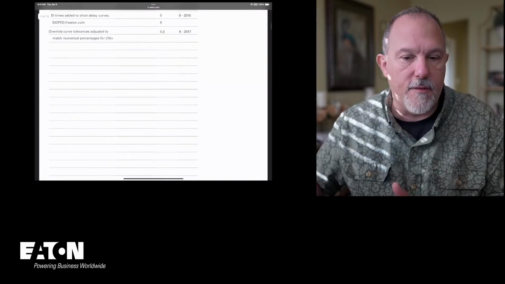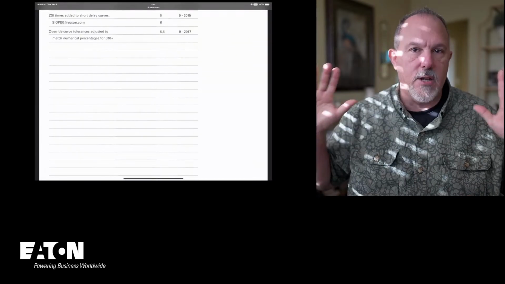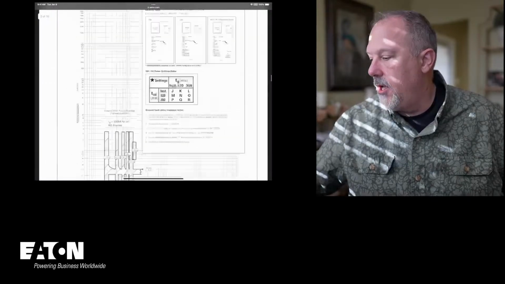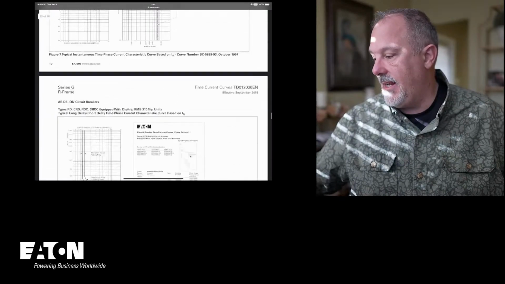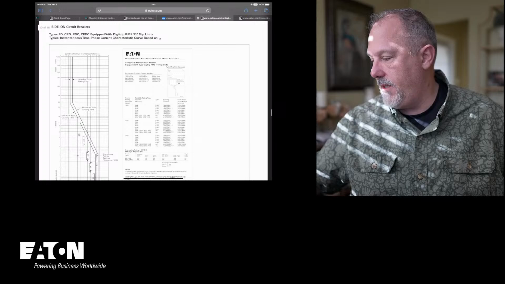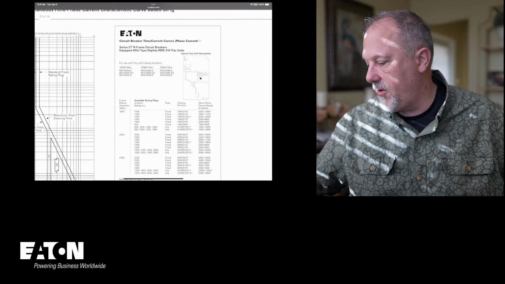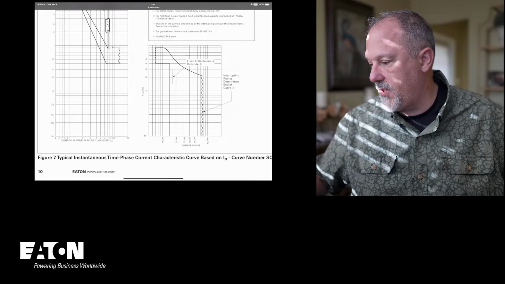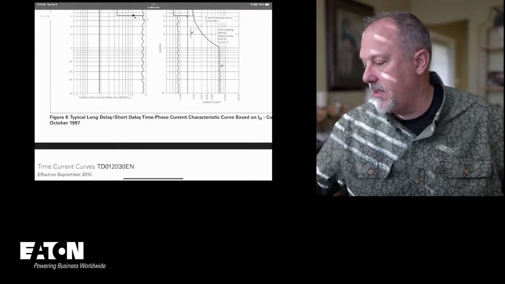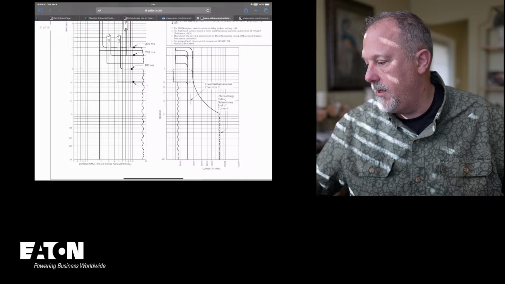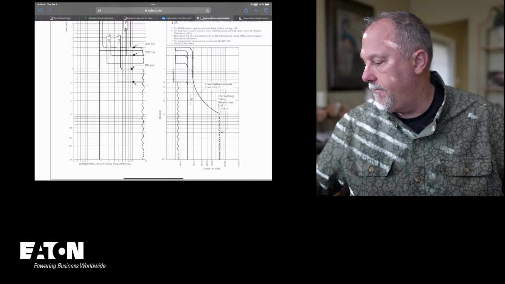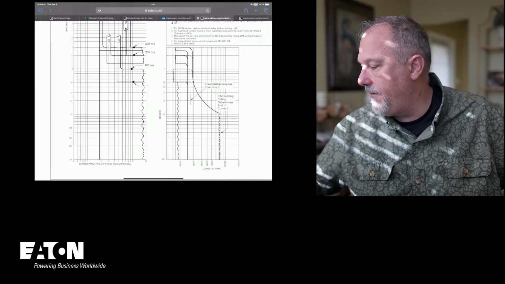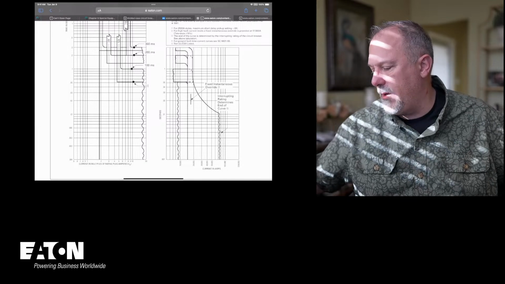And once I get into an R frame, there is no thermomagnetic. It's all electronic. So let's find the instantaneous. These are instantaneous. That's a 310 trip unit. What are these? Current in amps. I need an adjustable instantaneous. Here we go. Okay, fixed instantaneous override. Boy, that's up there.